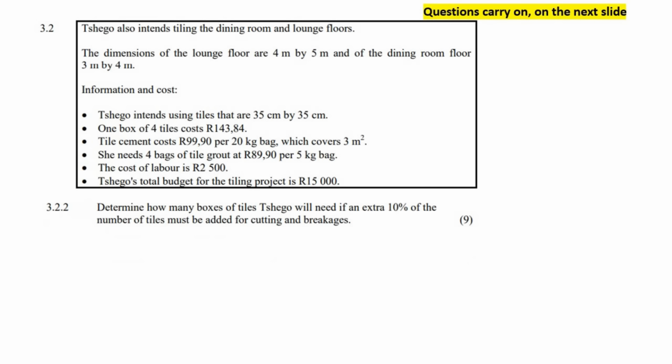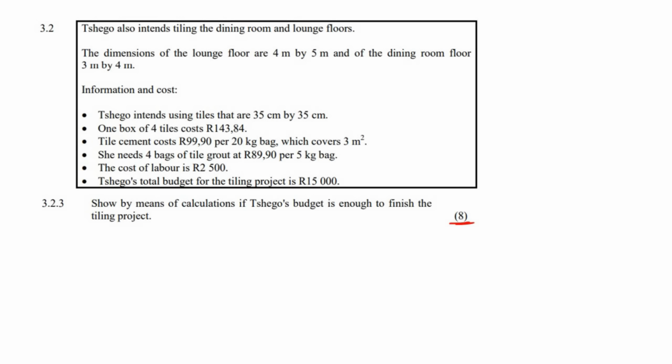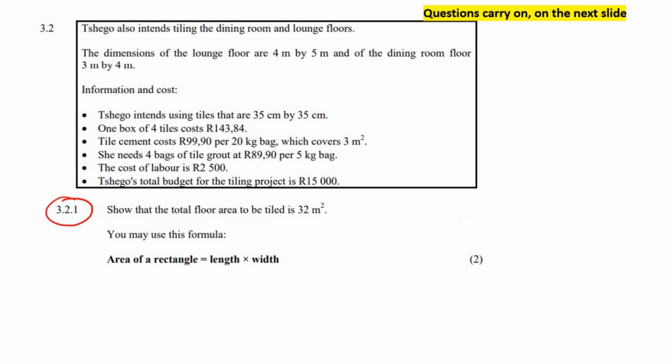So here we've got the first part. There's a nice 9-mark question coming up, and then an 8-mark question coming up. So this one's got quite a bit to it. It says here that Shecho intends tiling the dining room and lounge floors. So he's going to put new tiles in the dining room and the lounge floors. The dimensions of the lounge floor are 4 by 5, and the dining room is 3 by 4.